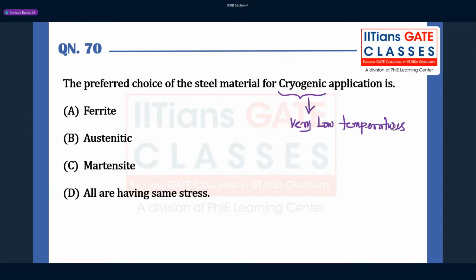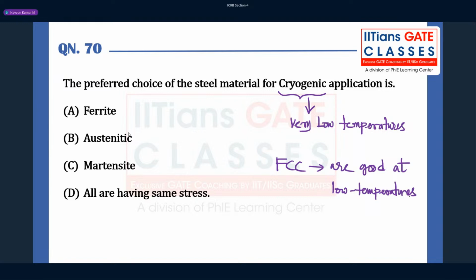So what happens when you reach low temperatures? These FCC materials will still remain ductile in nature. If you reduce the temperature, generally ductility goes to brittleness, right? That is called the ductile to brittle transition. So please remember, FCCs are good at low temperatures, meaning ductility is maintained.